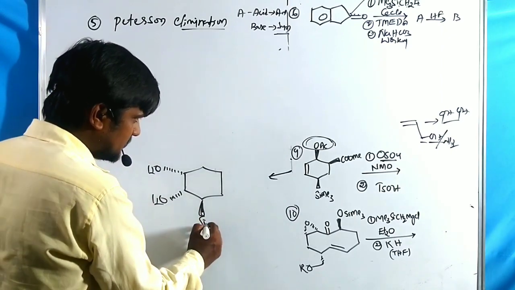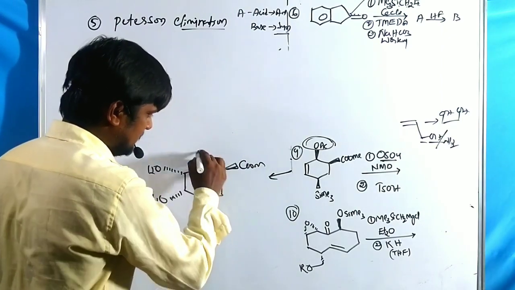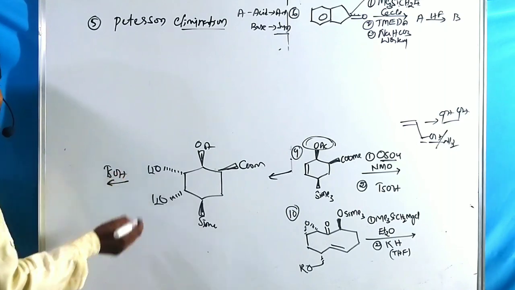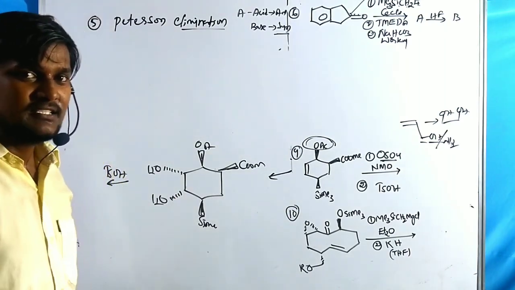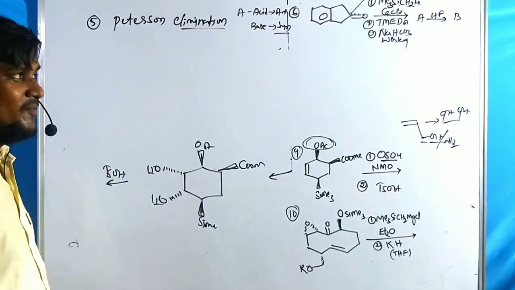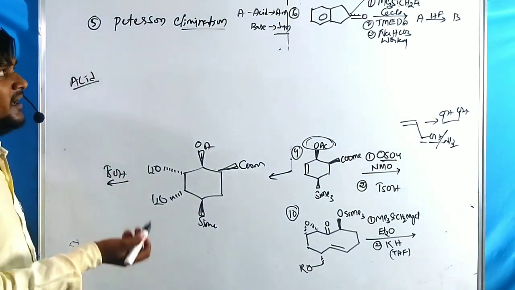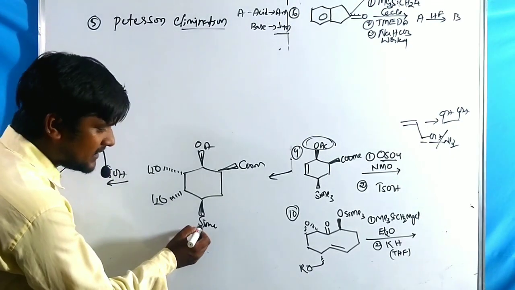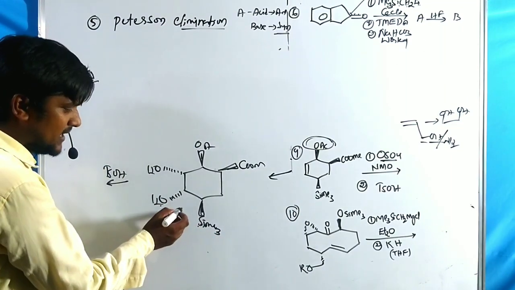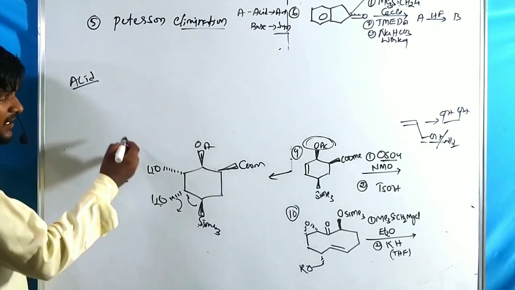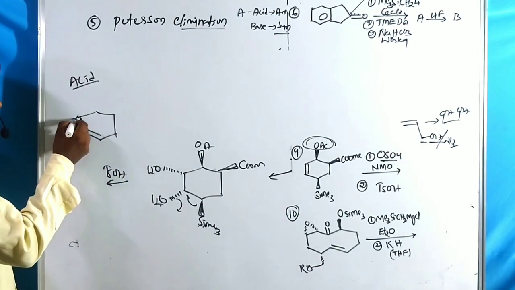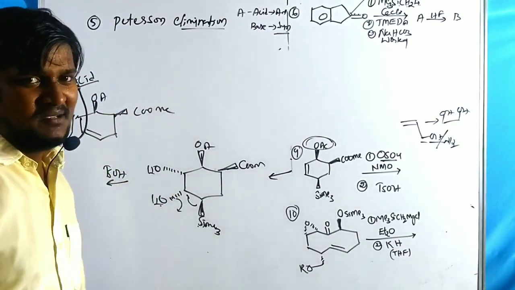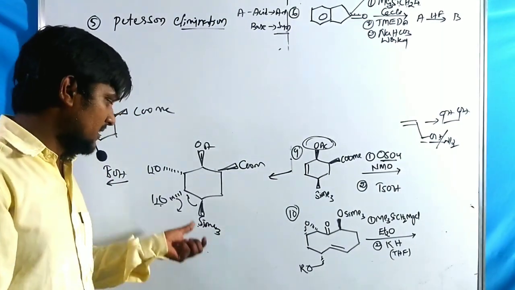So here it is SiMe3, COO methyl, COAc. Here they are given the tosyloxy group. Tosyl is called toluene sulfonic acid, and the name indicates it is an acid. Acid requires which type of elimination? Acid means anti-elimination, and base means syn elimination. That's why here the trimethylsilane and OH are in opposite planes. Now we will get the anti-eliminated product: here the double bond, here OH, here OAc, here COO methyl. Very easy.